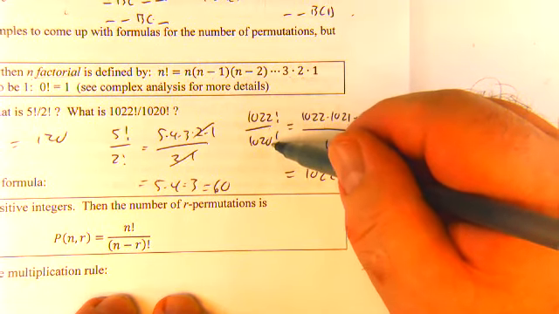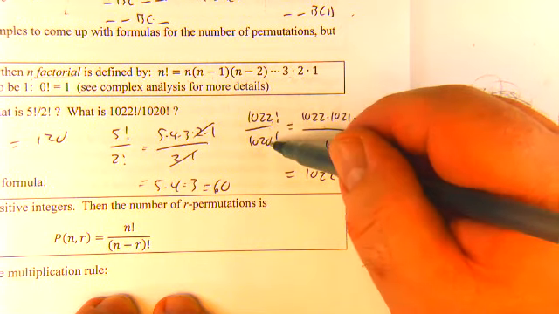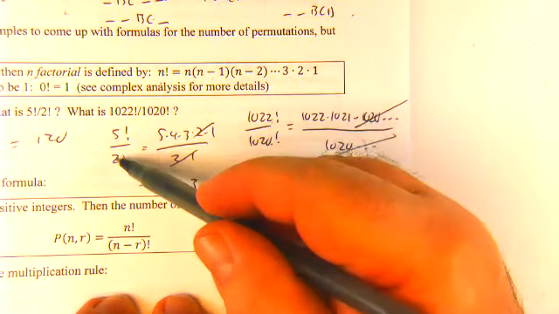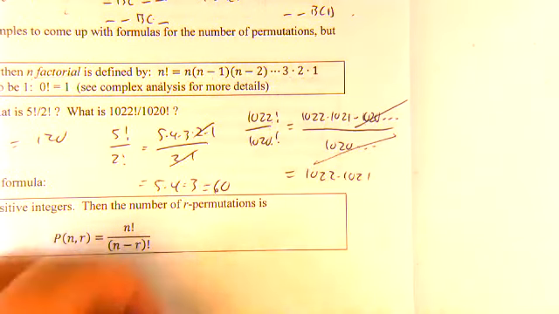Right? So 1022 factorial divided by 1020 factorial is 1021 times 1022. 5 factorial divided by 2 factorial: start counting from there. 3 times 4 times 5.